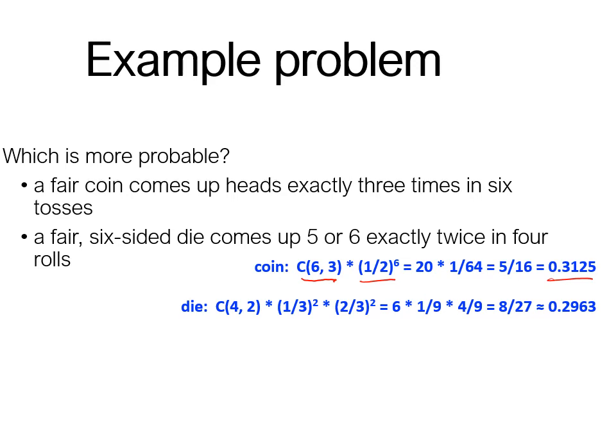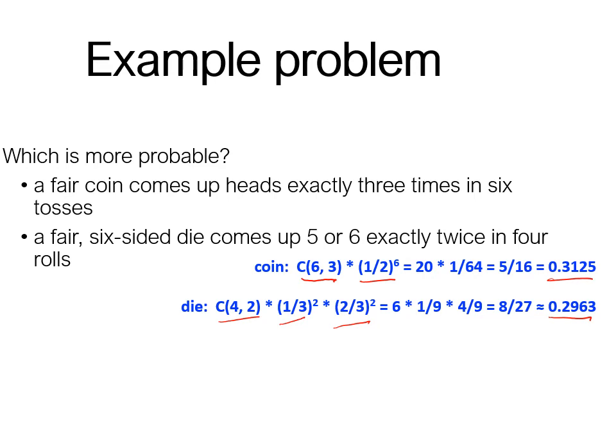Okay, what about the die part? 5 or 6 comes up exactly twice in 4 rolls. So we are choosing 2 rolls out of 4 that are going to have 5 or 6, and then the probability of these rolls that we chose is 1 over 3 squared. And then we multiply by 2 over 3 squared, which is when we did not get 5 or 6. And this multiplies out to 0.2963.